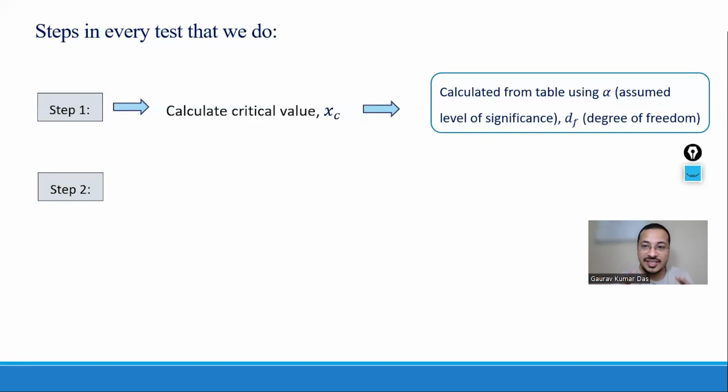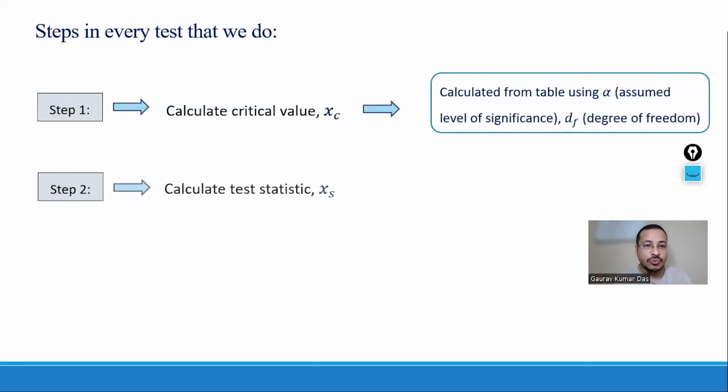Okay. So in the first step, my critical value is calculated from alpha and df. Alpha is something which we assume. Degree of freedom is something which we calculate from a sample. So there is no dependency here, but both of them combined will give me the information of xc, or critical value, from a table. So it is a table where we'll have all this information.